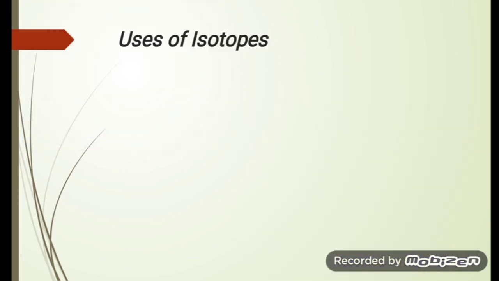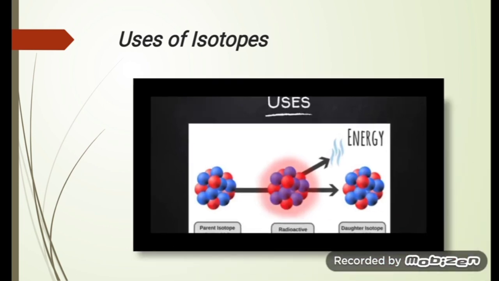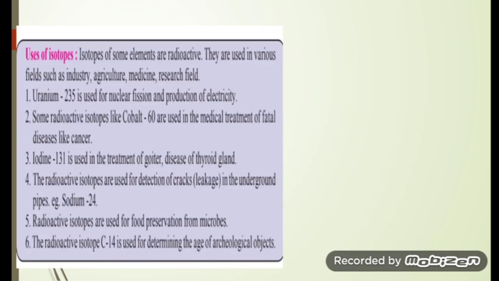Now let's move further towards the uses of isotopes. Children, isotopes are very radioactive in nature. That means they generate energy, and when they are generating energy, they are very useful. Let's see the uses of isotopes. Isotopes of some elements are radioactive. They are used in various fields such as industries, agriculture, medicine and research.